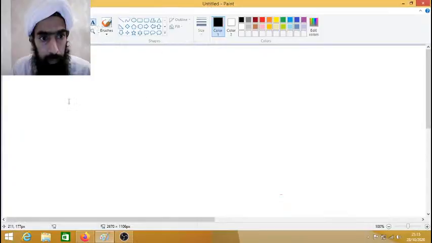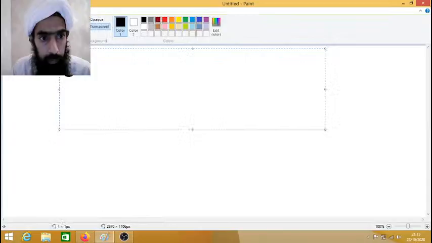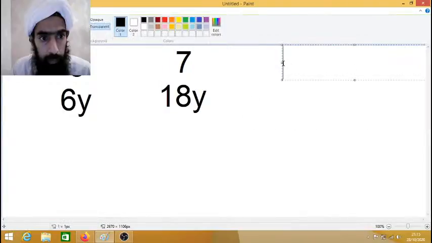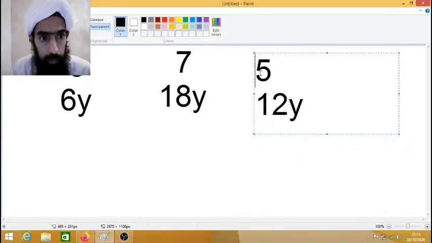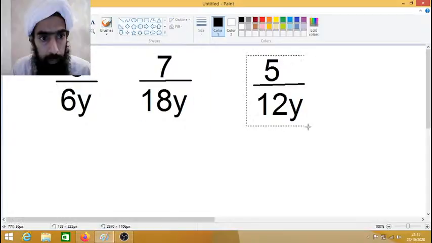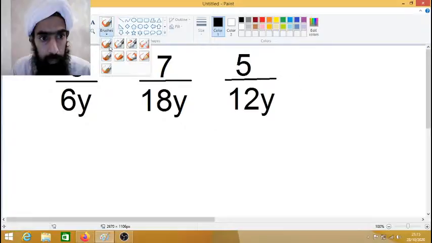So let's try 3 now. 3 fractions. We've got 6 over, let's say, 5y, 5 over 6y, and 7 over 18y, and 5 over 12y. So you're looking at these 3 fractions. I want to add them all together. The problem is the denominators are different.